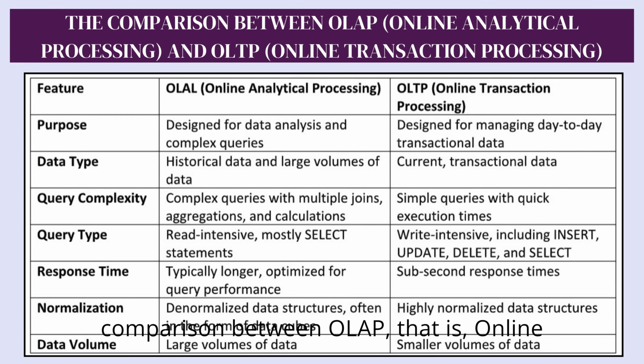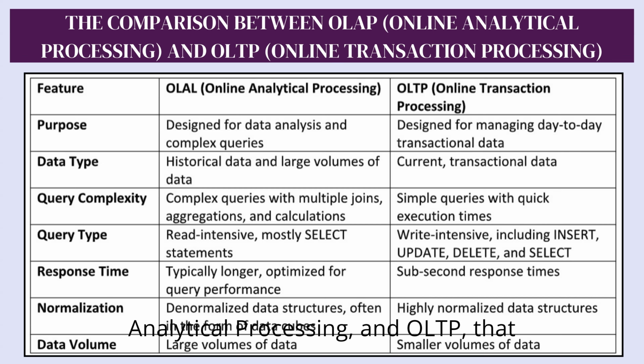The comparison between OLAP, that is, Online Analytical Processing, and OLTP, that is, Online Transaction Processing. Online Analytical Processing is designed for data analysis and complex queries, whereas Online Transaction Processing is designed for managing day-to-day transactional data. While talking about data type and query complexity, OLAP has historical data and large volumes of data. It deals with complex queries with multiple joins, aggregations, and calculations, whereas OLTP deals with current, transactional data and deals with simple queries with quick execution times.